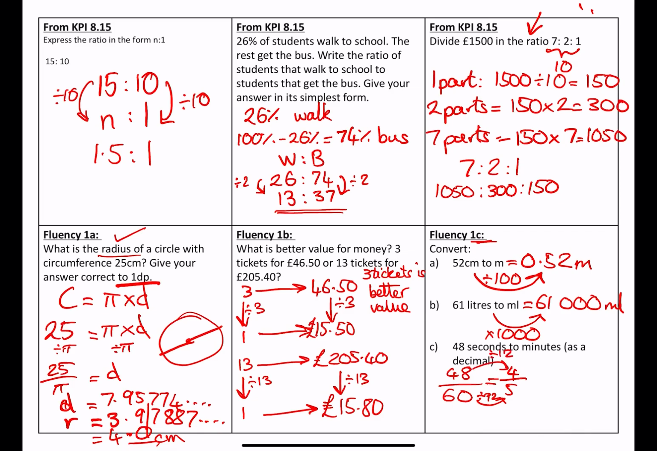Now, 4/5 as a decimal. Most of us should know off the top of our heads now that 1/5 would be 0.2, so 4/5 is 0.8. If you can't do that, remember you can just do a bus stop. 5s into 4 don't go, so 5s into 40 go 8 times. That just proves that we are correct.